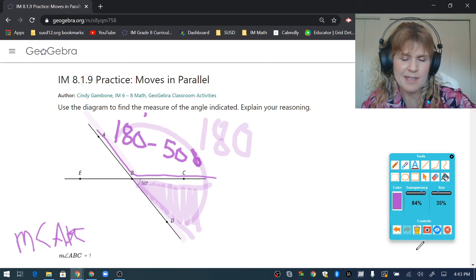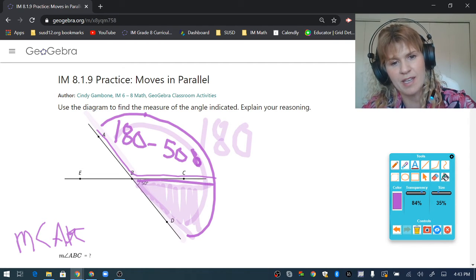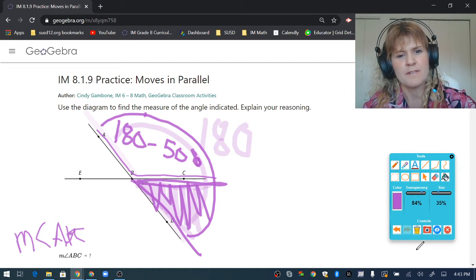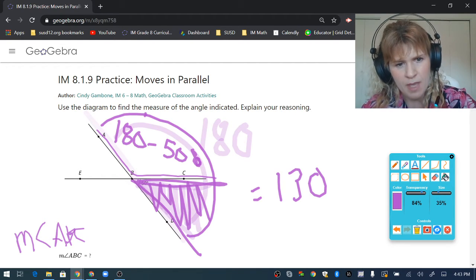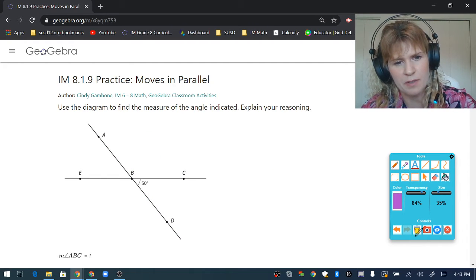Does that make sense to you? So take 180 minus 50 degrees. The answer is 180 minus 50 equals 130 degrees. So this section here is 130 degrees. I'm going to write that just a little bit neater.